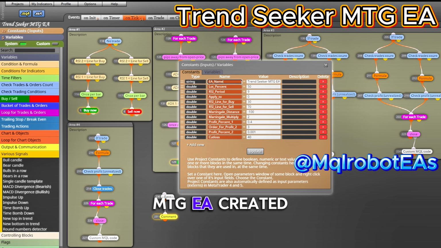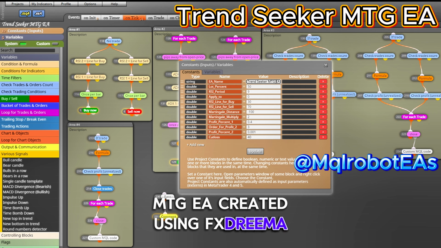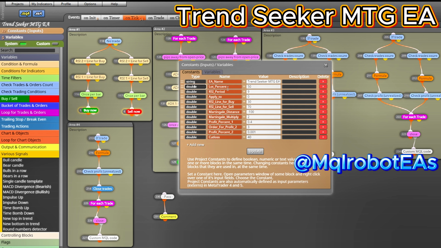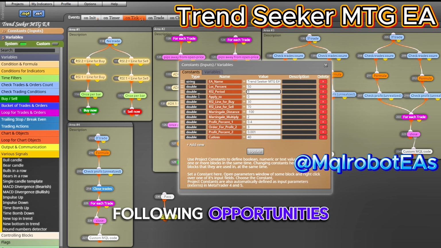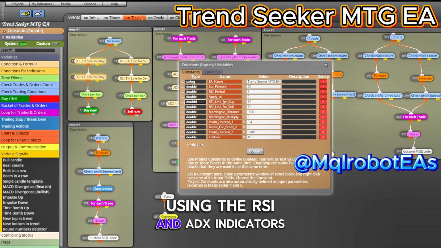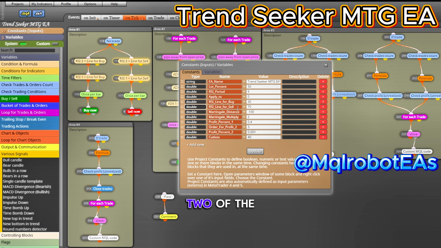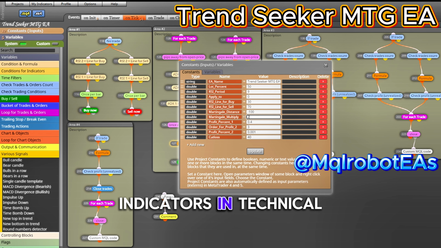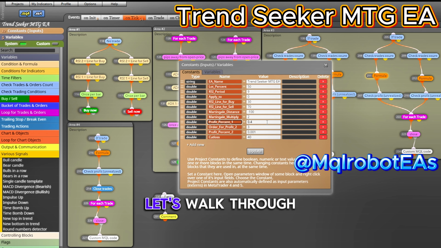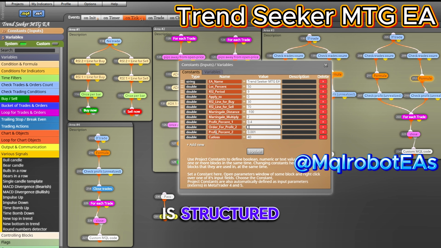In this video, we'll explore the build structure of a powerful no-code EA called Trend Seeker MTG EA, created using FXdreema for MetaTrader 4. This expert advisor is designed to detect trend-following opportunities using the RSI and ADX indicators, two of the most widely used momentum and strength-based indicators in technical analysis. Let's walk through how the system is structured.